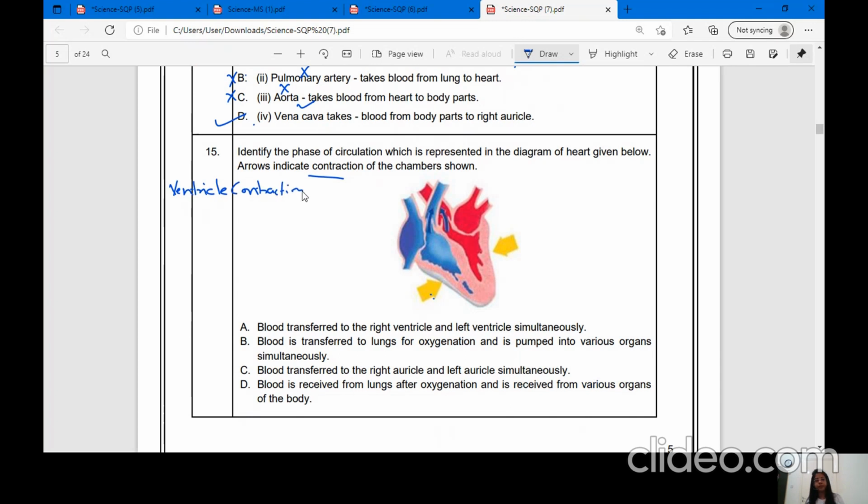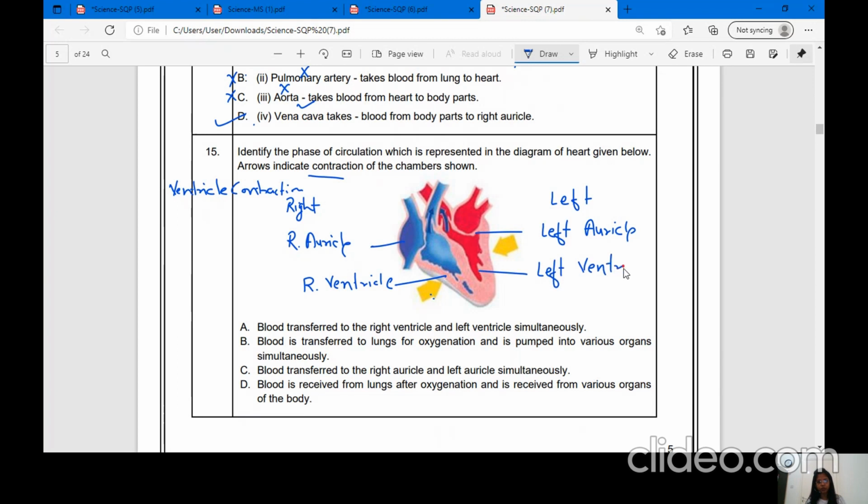Now before going to question, let us do some rough work. So I'm going to label heart. This is my left hand side. So here I can write right part of the heart, and this is left part of the heart. This is right auricle and this is right ventricle. This is left auricle and this is left ventricle. Okay, labeling is done. So always do rough work.